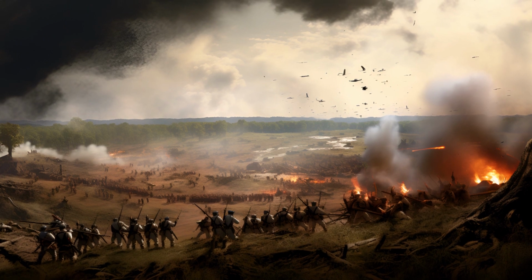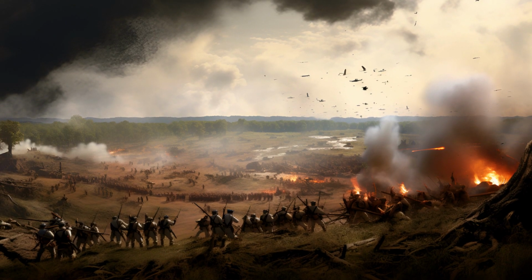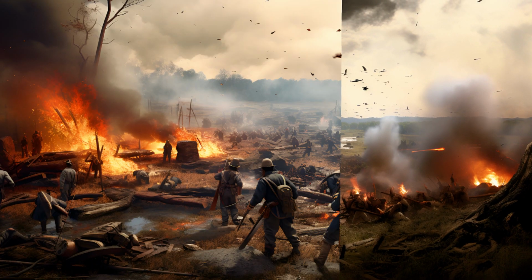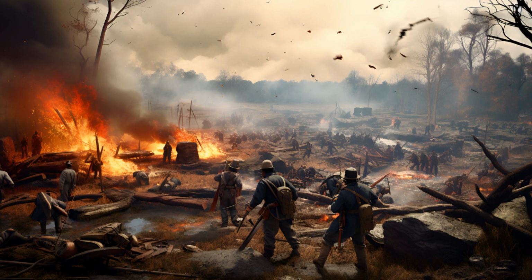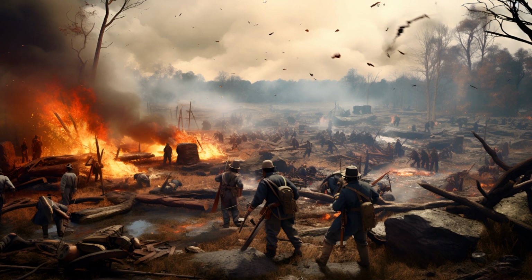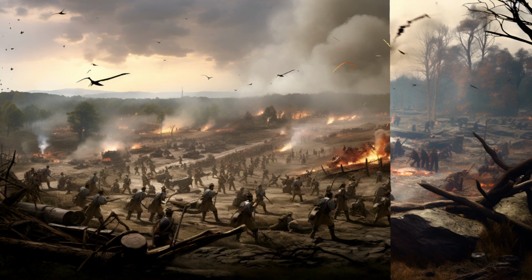Chapter 11: Conclusion. The American Civil War stands as a watershed moment in U.S. history, forever shaping the nation and its trajectory. It was a conflict of immense proportions that tested the resolve of the American people and their commitment to the founding ideals of liberty and equality.